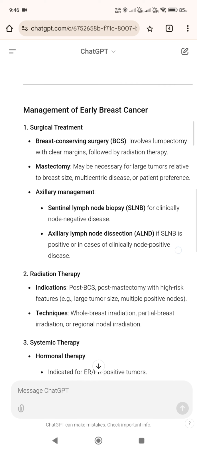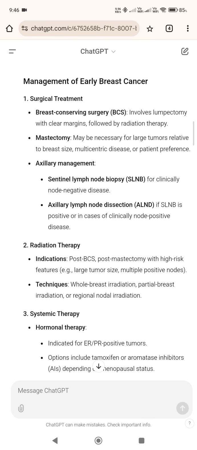Management of early breast cancer. 1. Surgical treatment. Breast conserving surgery, BCS, involves lumpectomy with clear margins, followed by radiation therapy. Mastectomy may be necessary for large tumors relative to breast size, multicentric disease, or patient preference.